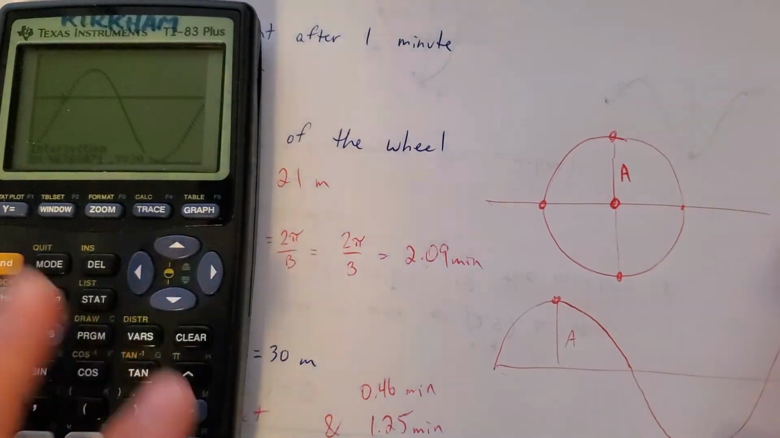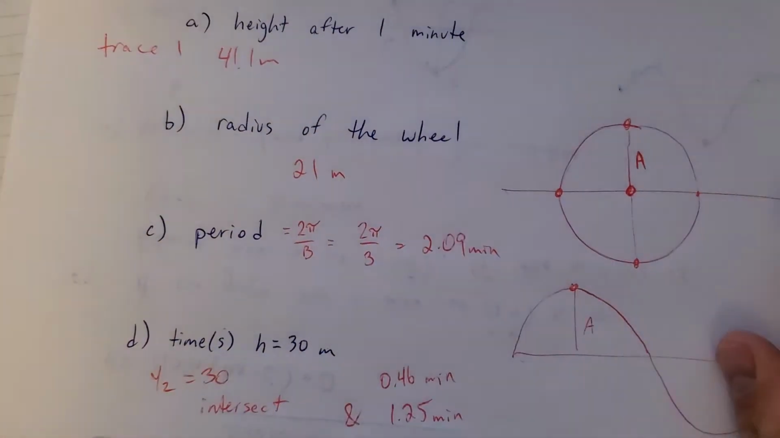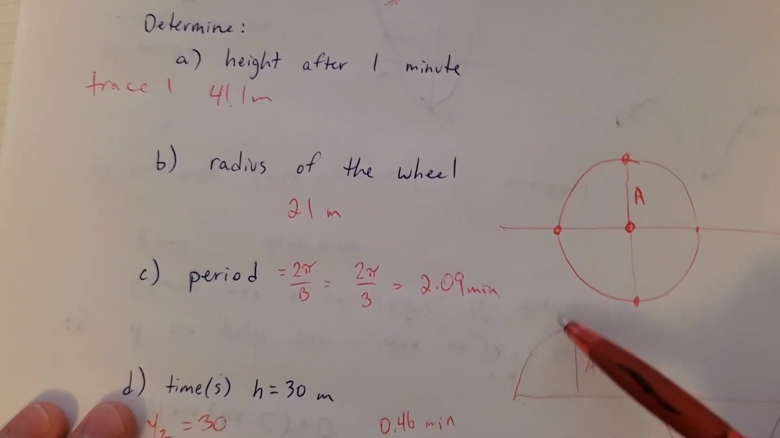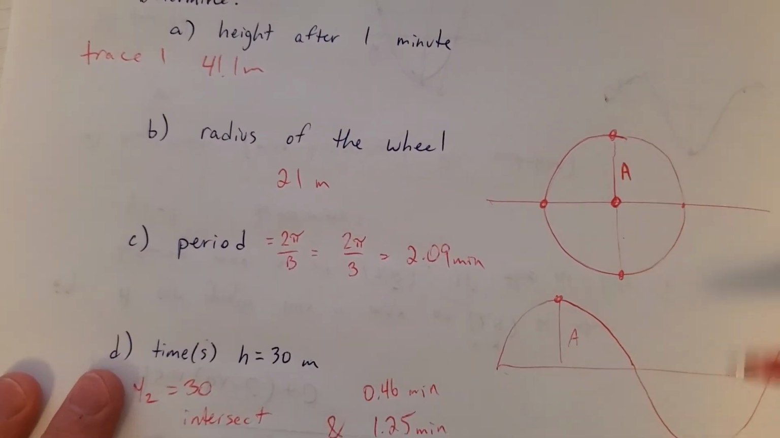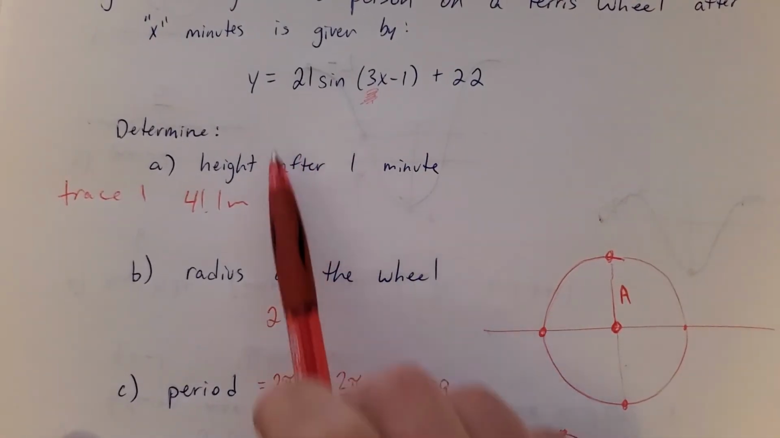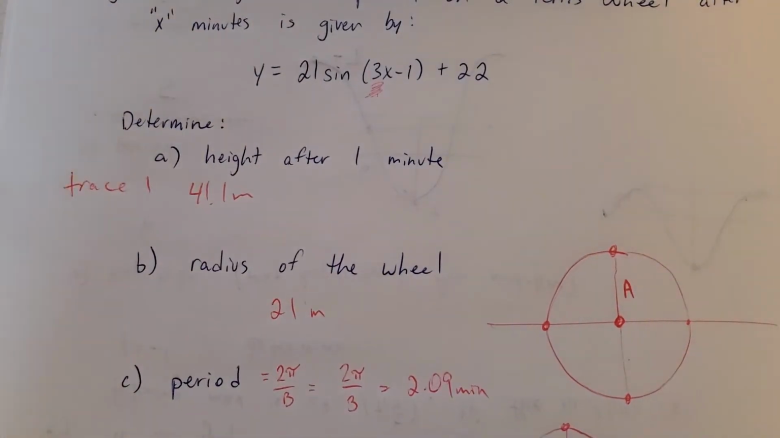Those are my answers. Okay, I'm definitely going to give you a Ferris wheel question. They're just easy. Maybe the only thing that doesn't quite make sense, I tried to convince you over here, the radius of the Ferris wheel will be the amplitude every single time. So if you remember that, you'll be in good shape.